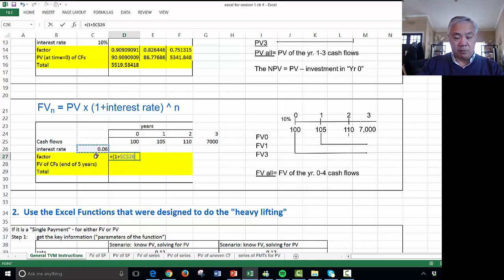Let's lock it, F4, close parens, to the power of, in the first case, 3 years, because it's out from year 0 to year 1, 2, and 3, right? So it's 3 years. The next one, I'll just copy it over and then adjust it. I'm going to have to edit it because the second one is out for 2 years.